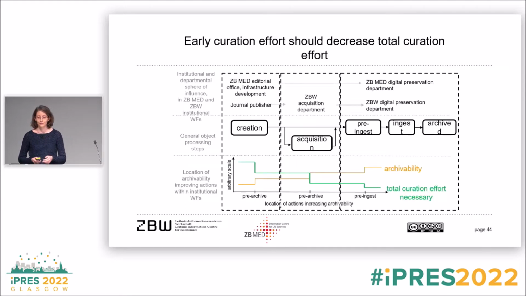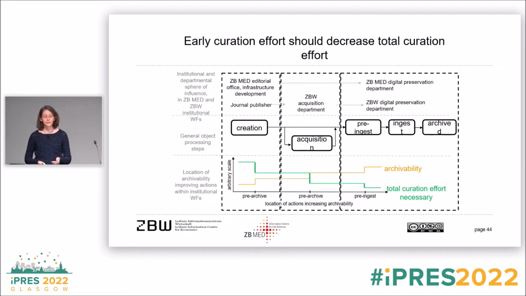And this is our background or the model behind the paper. And you don't have to read everything. So basically in the middle, there are the general object processing steps like creation, acquisition, and so on. And they are related to different departments. So creation can be at the journal publisher, and then in that case, the acquisition department would do the acquisition, and behind that there's a digital preservation department.